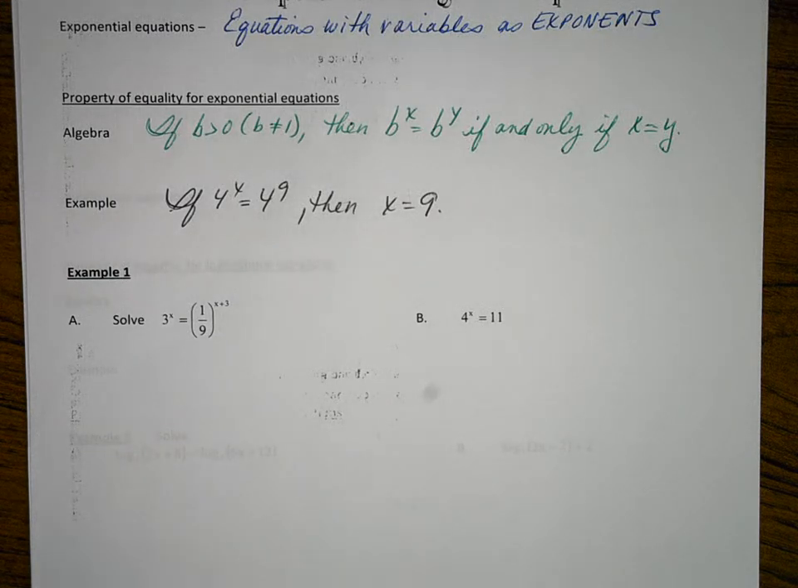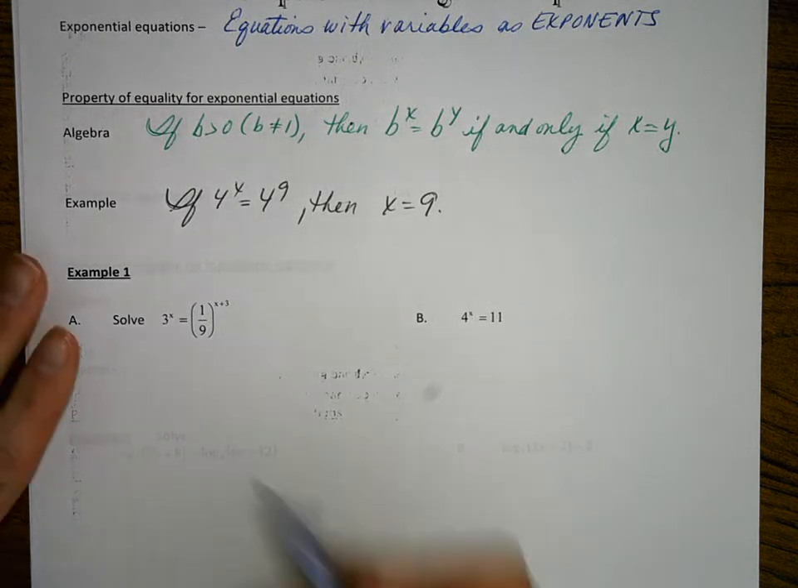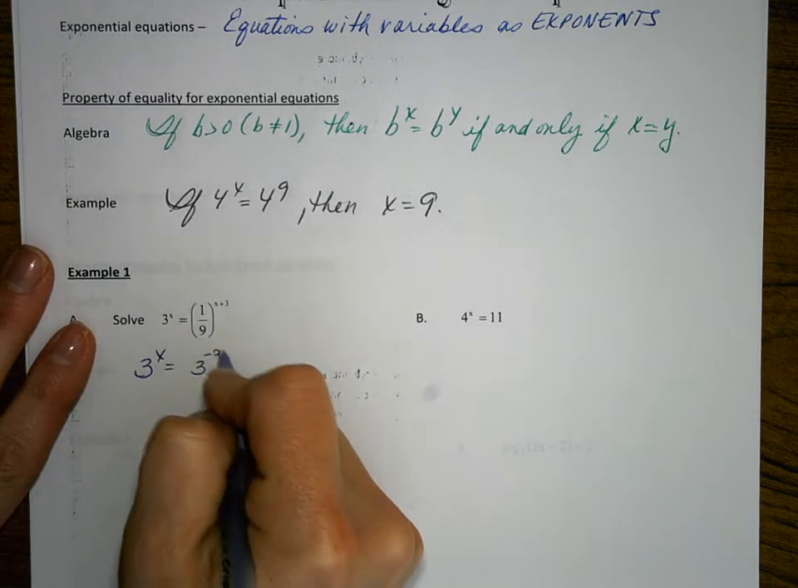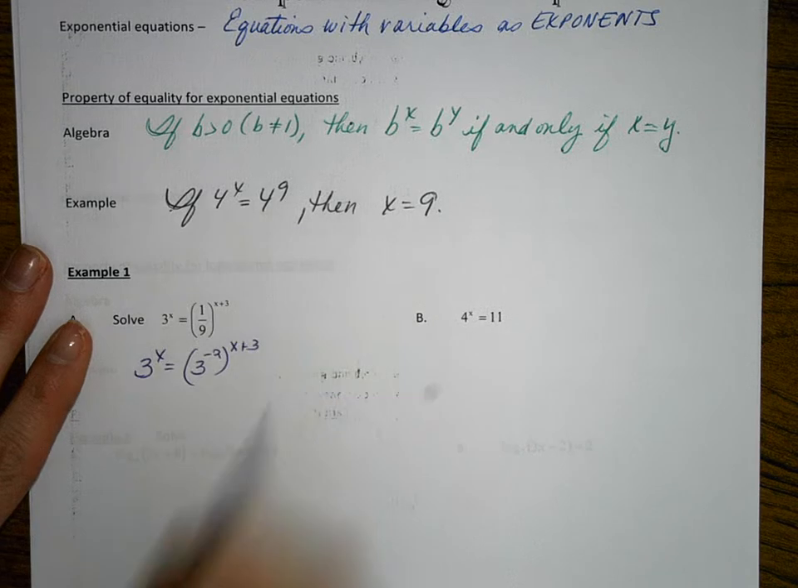All right, so here's the deal. Any thoughts on what we're going to do? X is in the exponent. These are exponential. I really want the bases to be the same. Any way that I can make that happen? Come on, people. You bet. 9 is 3 squared, and 1/9 is 3 to the negative 2. We should be getting there. 3 to the x is equal to 1/9, I can write as 3 to the negative 2, all raised to the x plus 3 power.